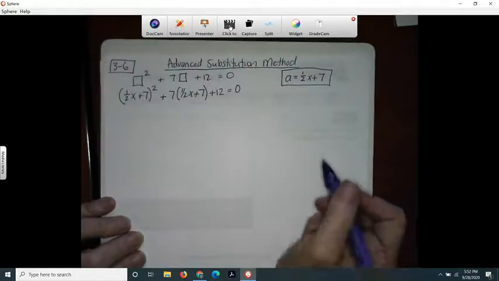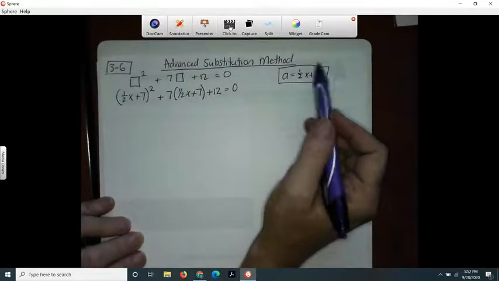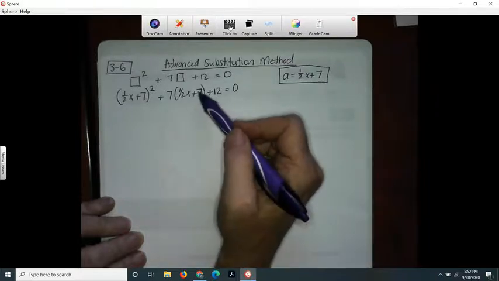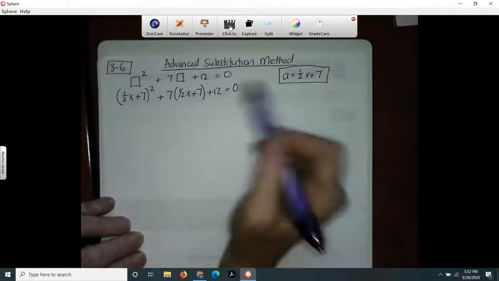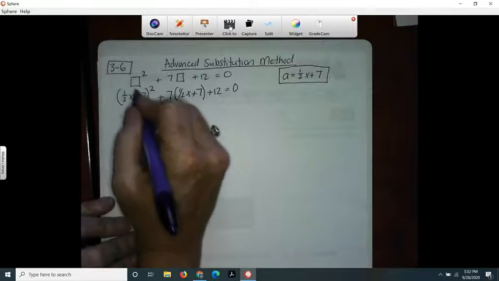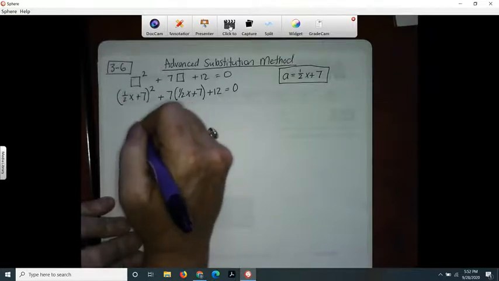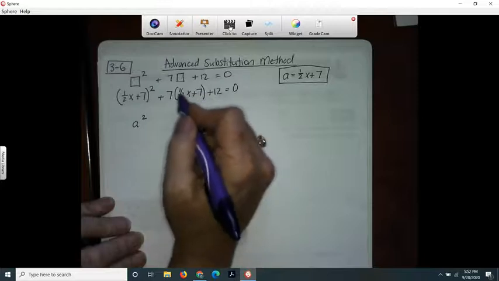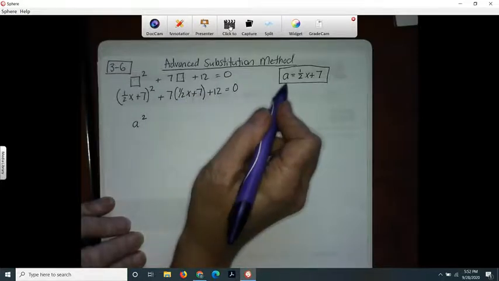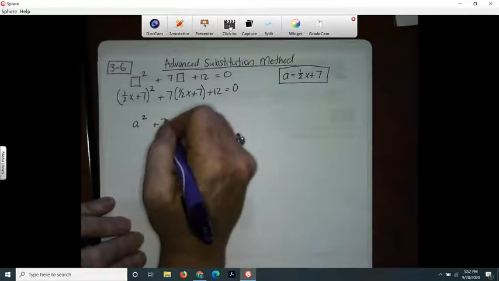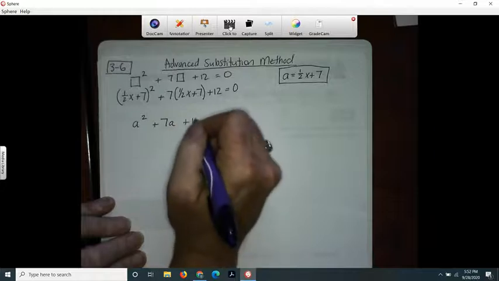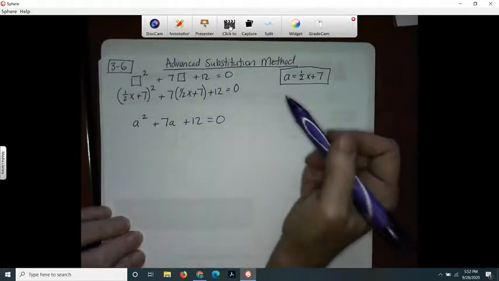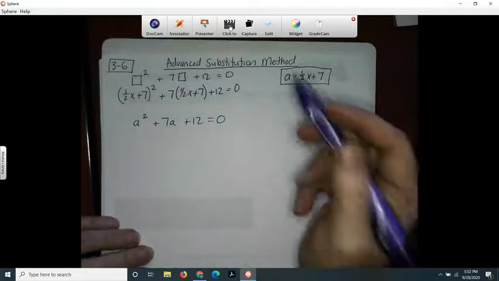And then everywhere where I see this little 1/2 x plus 7, I'm going to go ahead and insert an A in there, like substitution. So this whole thing inside the parentheses, I'm just going to call it A. So I end up with A squared. And then whatever is in this parentheses, I'm just going to call it A. This is just a nice method for some fancy factoring that you can do.